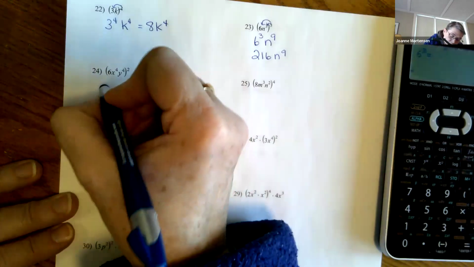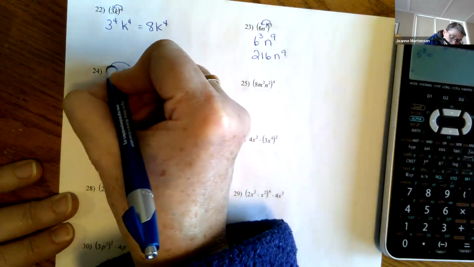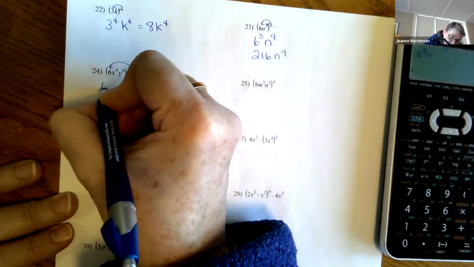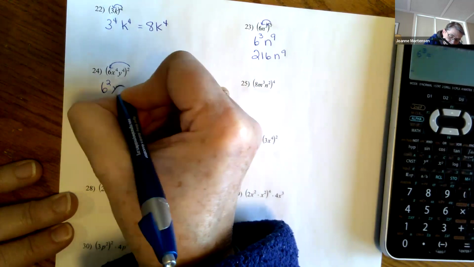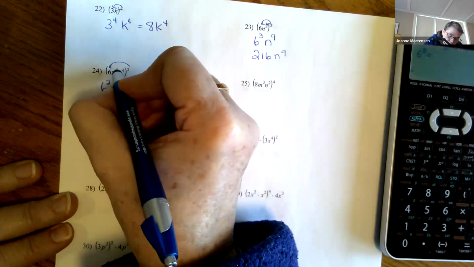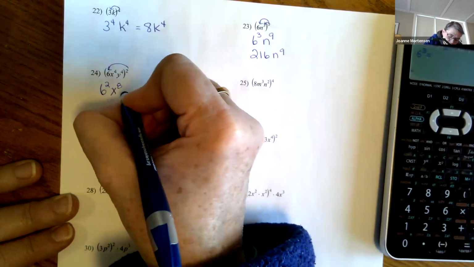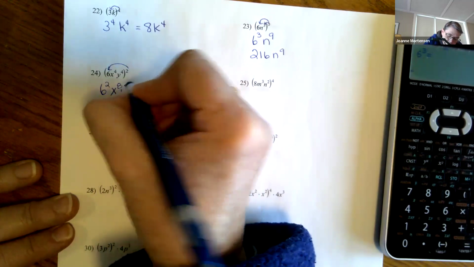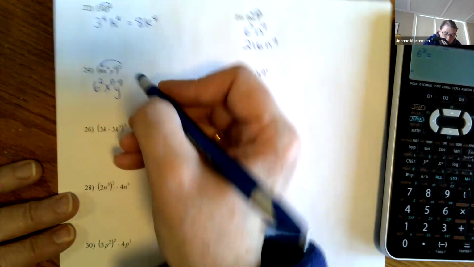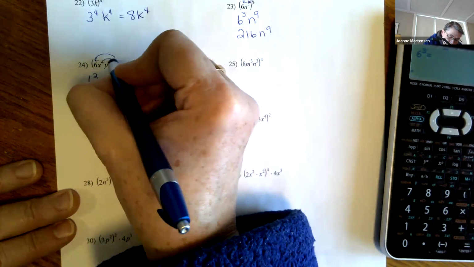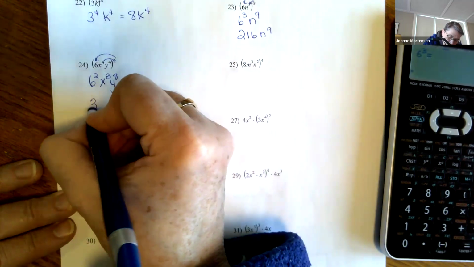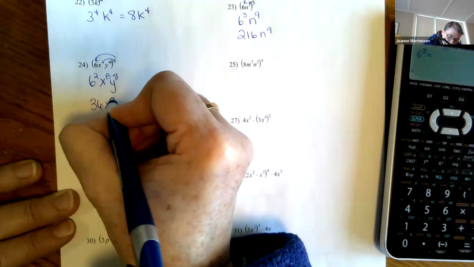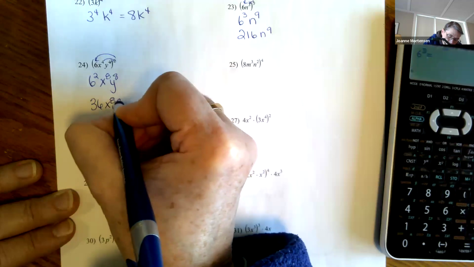Ooh, look, we got more than one letter here. So 6 squared, x8, right? 4 times 2, oh, y8. So it's going to be 36, x8, y8.